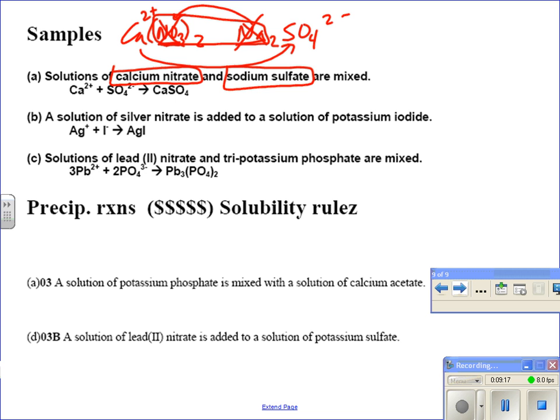So how do I write out a net ionic equation? I write the 2 ions on the left and the precipitate on the right. If you want to get fancy, put the little (s) there and then balance.